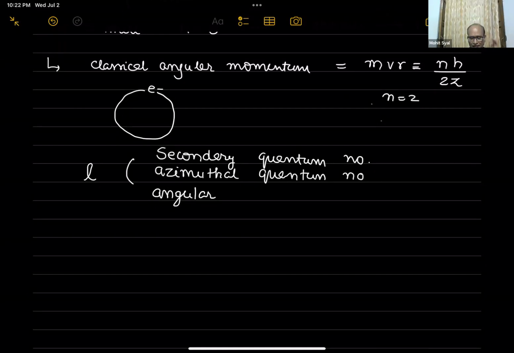Actually, the word azimuthal is derived from the solution of the wave function. It comes from Latin. Azimuth means, from the top, the zenith, how much angle. In English also we use azimuth, the azimuthal angle, and in trigonometry also we use it, right? I never heard of it. Got it? Yes, sir.